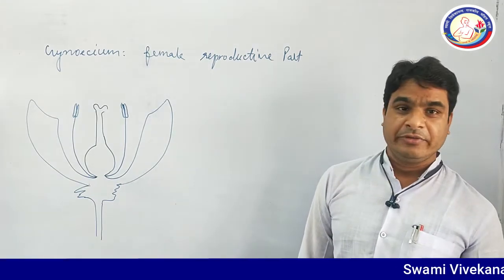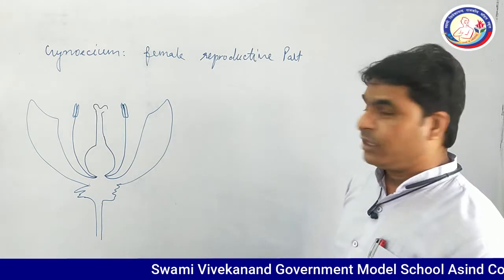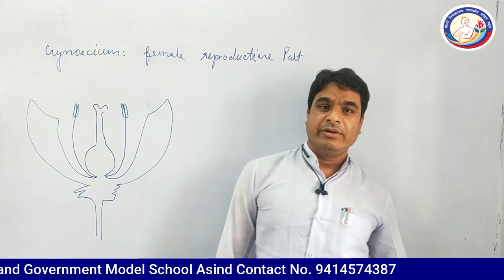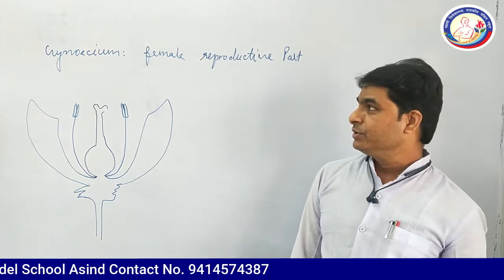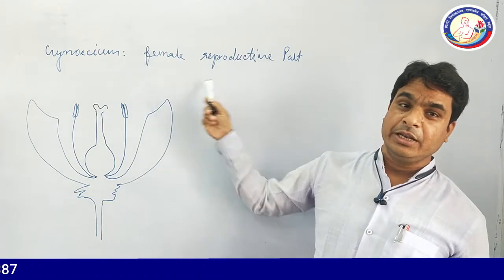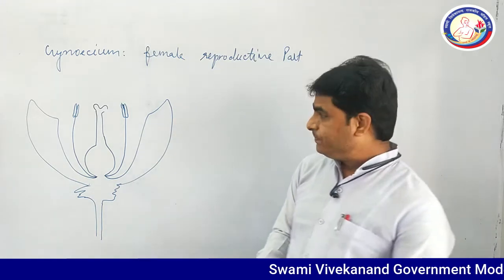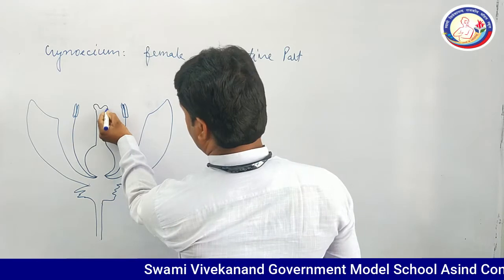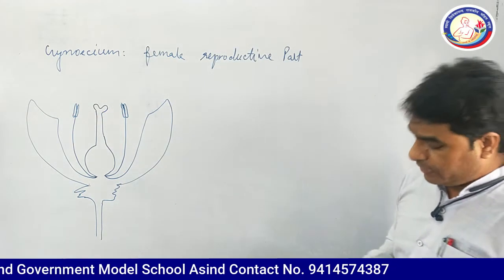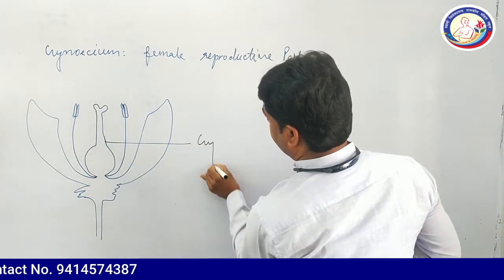In the previous class, we discussed the typical structure of a flower, and today we will discuss the gynoecium. You can see the gynoecium. This is the female reproductive part of the flower, and have a look here. This is the structure of a typical flower, and in the center of the flower, this is the gynoecium.